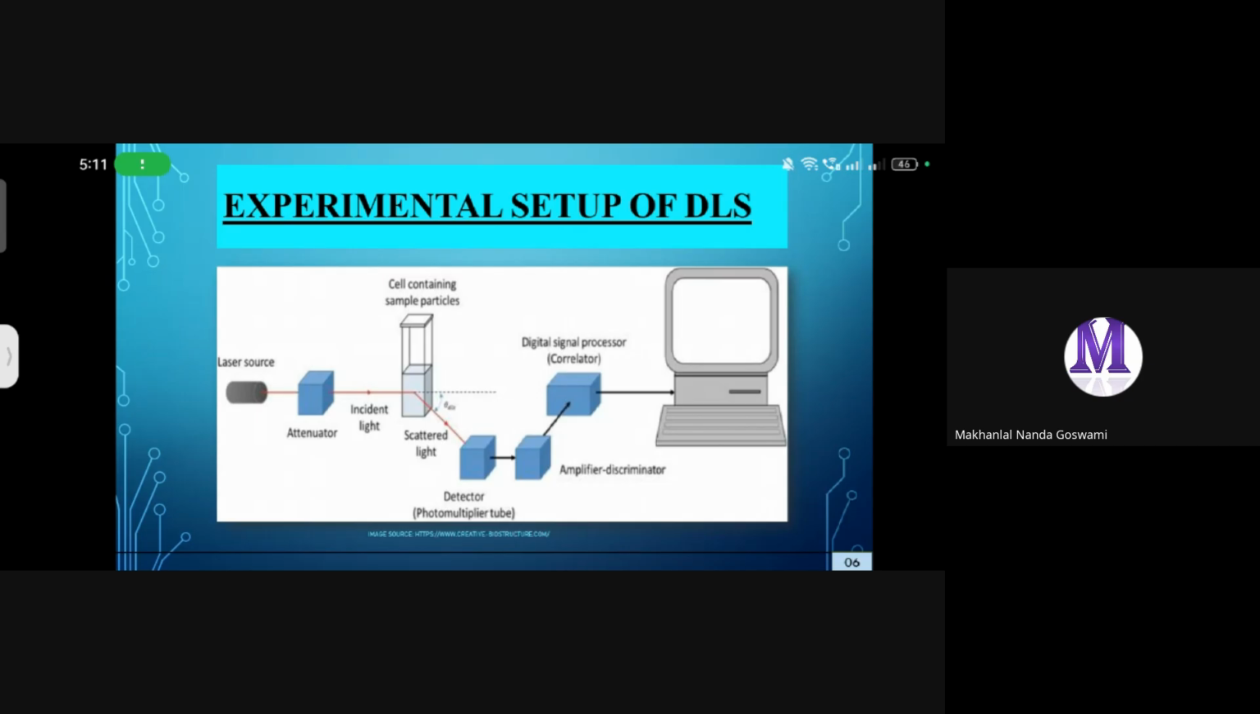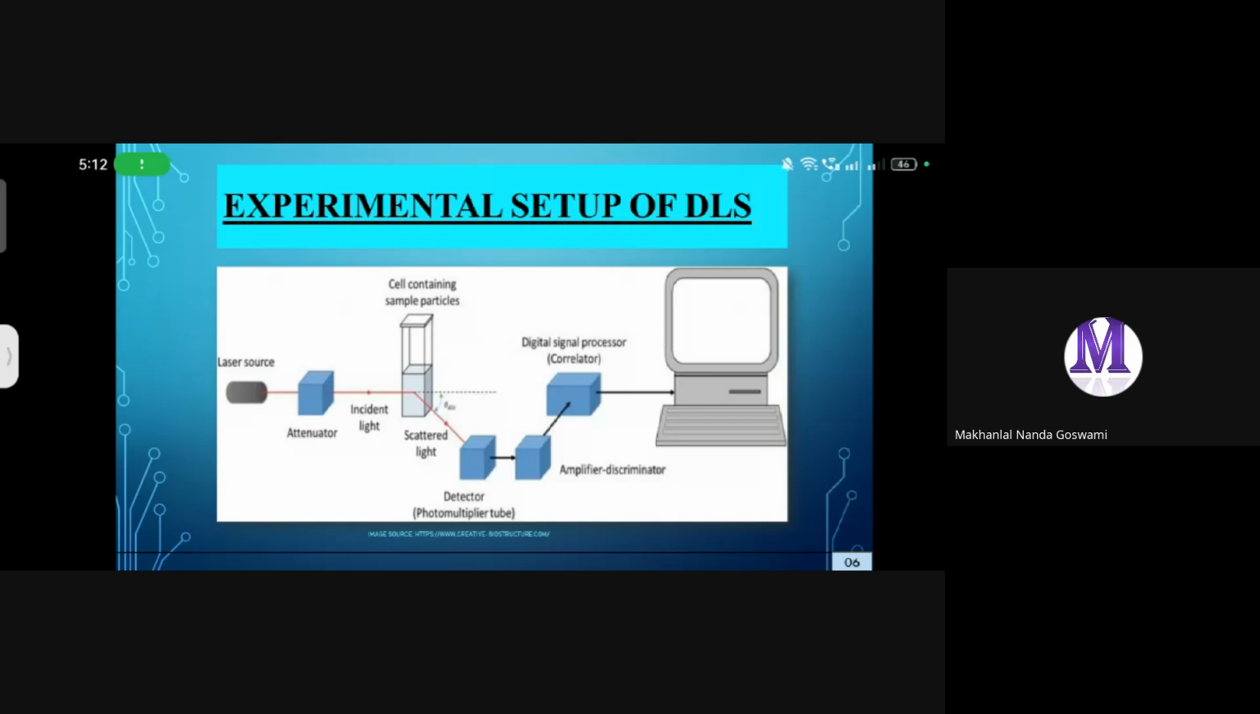The attenuated laser beam then passes through a cell containing the sample particles suspended in a liquid. These microscopic particles undergo constant motion due to Brownian movement. When the incident laser light hits these particles, they scatter it in various directions. A detector, usually a photomultiplier tube, is positioned at a specific scattering angle to collect the scattered light. This angle is important because it influences the analysis of the particle size based on how the light waves interfere.